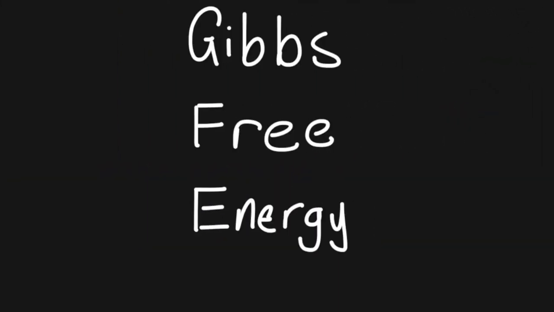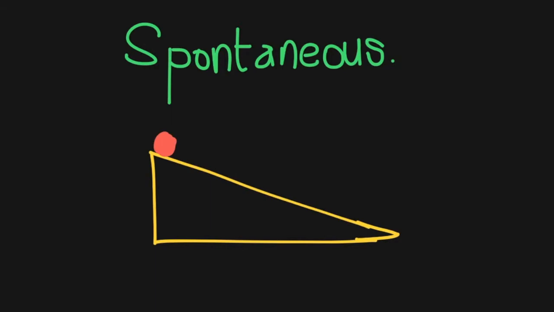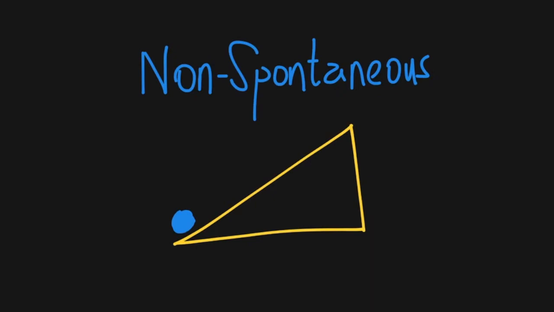And what is the Gibbs free energy and why do we study it? The Gibbs free energy, put as simply as possible, is a thermodynamic parameter to define spontaneity. A spontaneous process like this ball rolling down this hill is one that occurs without the input of energy from the outside, while a non-spontaneous process could be seen as this ball going up this hill. And here, energy would have to be provided from the outside to push the ball up the hill.